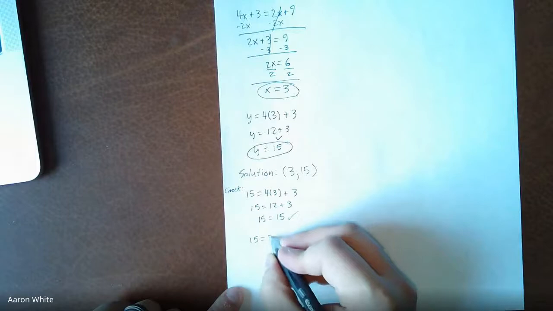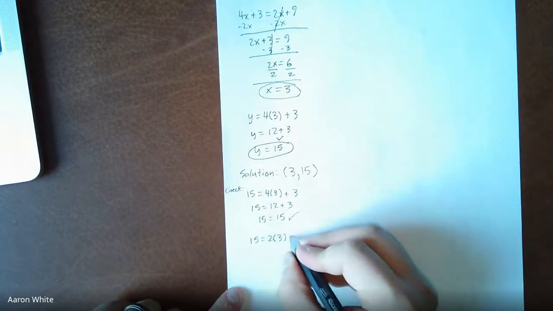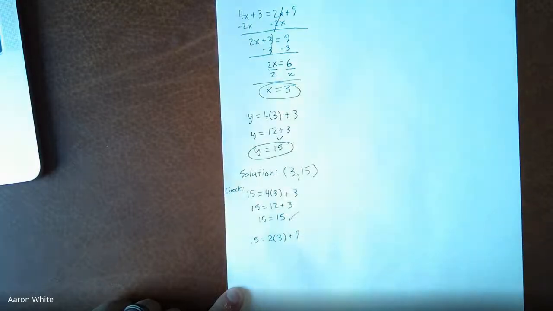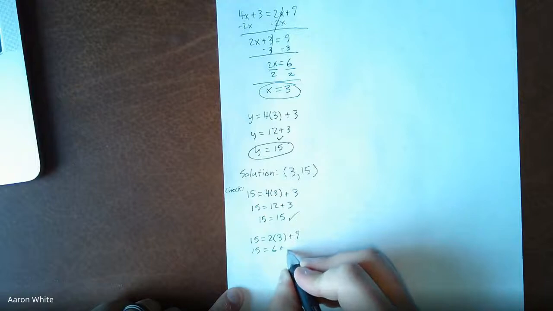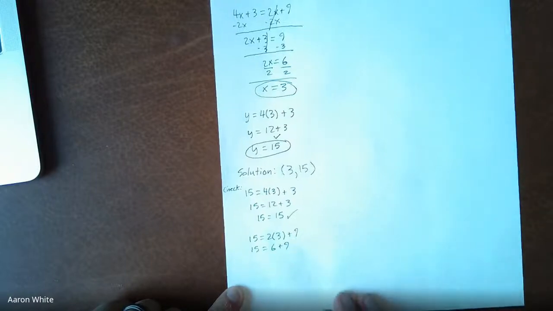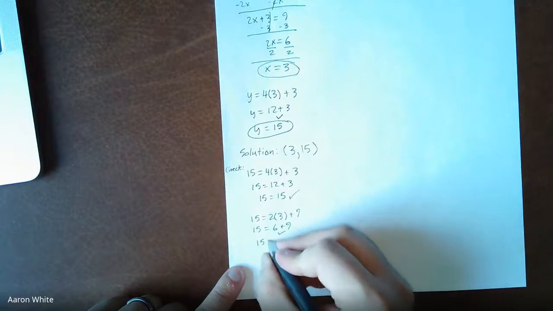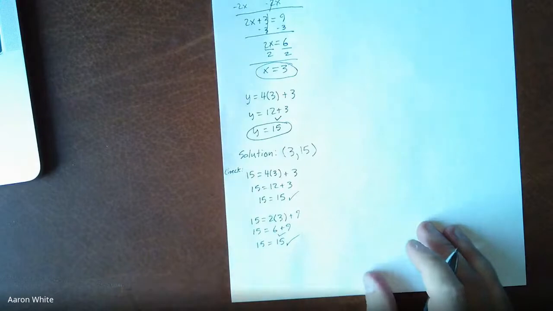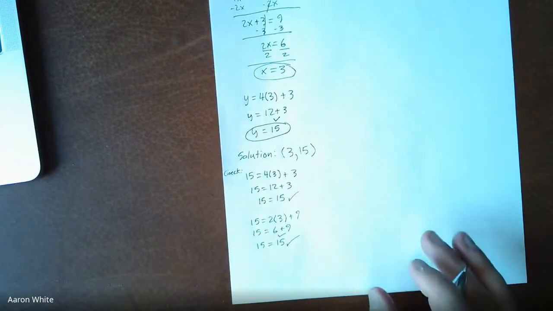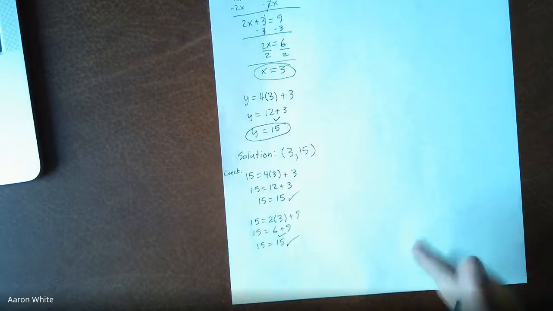So we'll say 15 equals 2 times x, but we know that x is 3, plus 9. 2 times 3 is 6. And so on the right side, we have 6 plus 9, and 6 plus 9 is 15. So we have here that 15 equals 15. That is true. And so we've shown that if we take these values for x and y and plug them into the equations, it works.